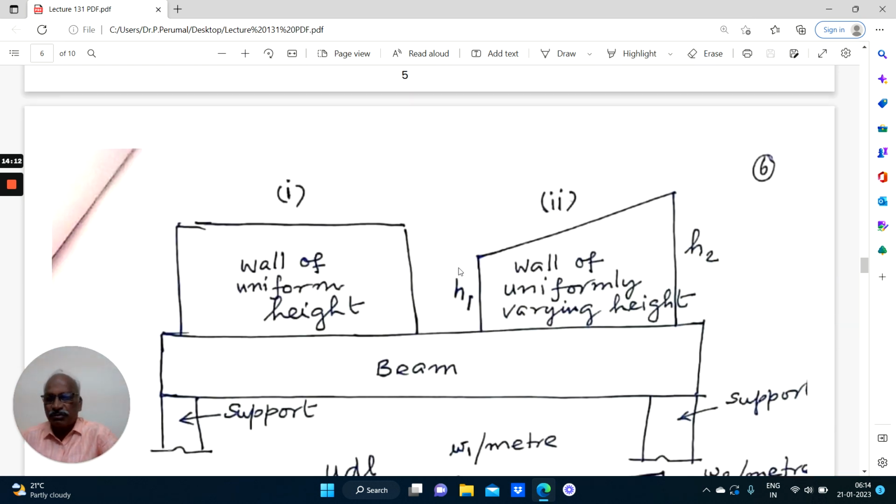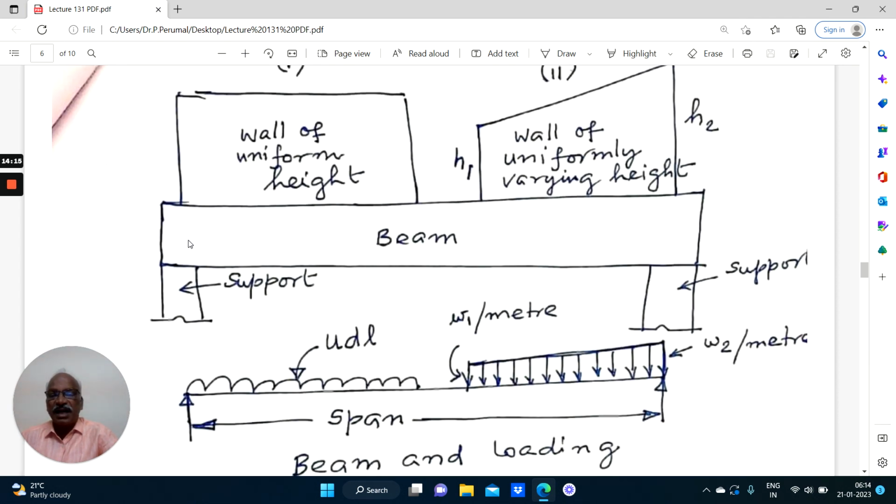Now, coming to a beam, we just idealize this as a line only, as below. If a beam is subjected to the load of a wall of uniform height in a multi-story building, suppose the beam carries a wall of uniform height for some distance and a wall of varying height for some distance. This will be represented as a uniformly distributed load. This is represented as a line, and these supports are represented like this. It is a UDL of so many kilonewton per meter.